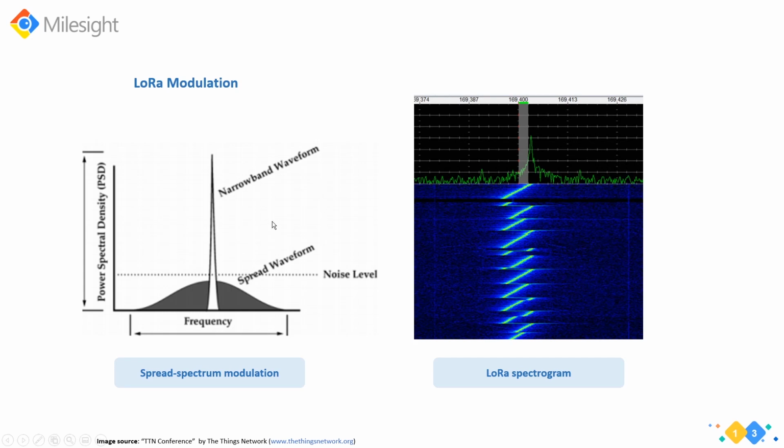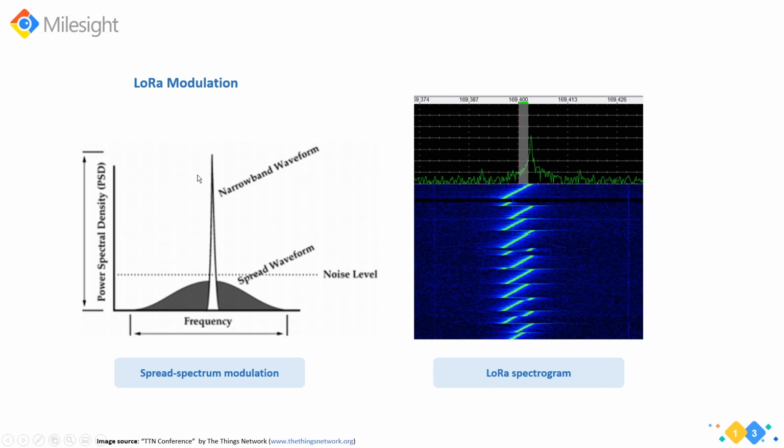The narrowband waveform chooses a center frequency and then uses that single frequency to send data. So the narrowband signal is suppressed when transmitting spread spectrum. The spreading waveform makes LoRa more resistant to interference.